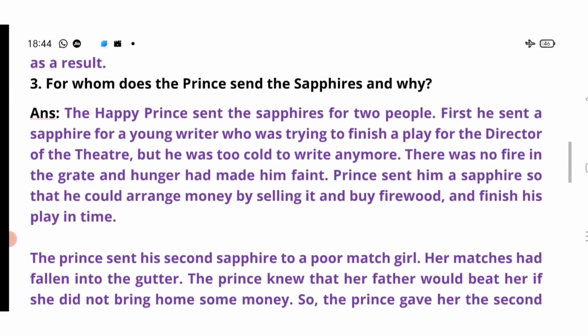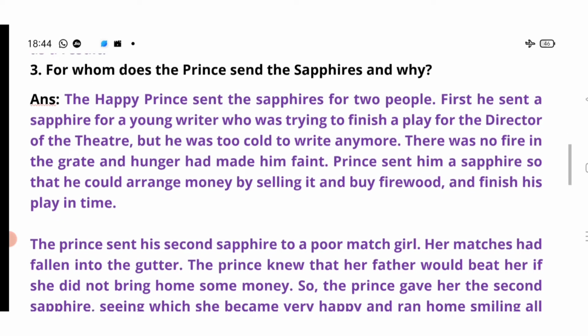Question number 3. For whom does the prince send the sapphires and why? The happy prince sent the sapphires for two people. First, he sent a sapphire for a young writer who was trying to finish a play for the director of the theater, but he was too cold to write anymore. There was no fire in the grate, and hunger had made him faint.